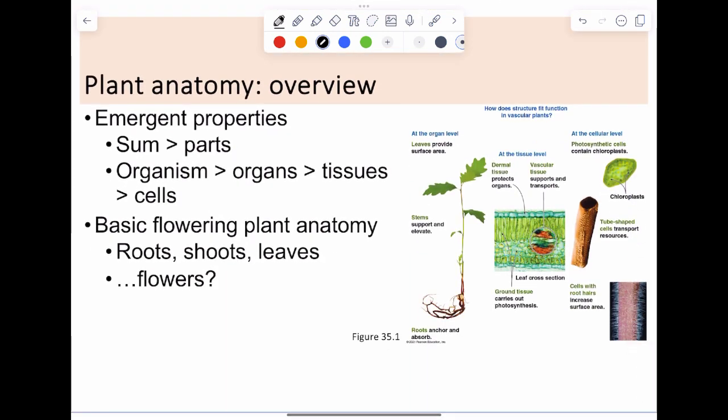When we look at plant anatomy, we have to think about the term emergent property. Emergent properties are when the sum is greater than the parts, meaning I put a whole bunch of stuff together and it makes something more. You get more out of it than the individual pieces are capable of doing. What do I mean by that? If I were to take a bunch of fat, water, salt, sugars, proteins, and nucleic acids, and I have those all in test tubes, they're just sitting there. If I mix them all together into a bigger test tube, they don't do anything. But if I arrange them in particular patterns, I create a cell. And the cell can do something that those molecules individually are incapable of doing.